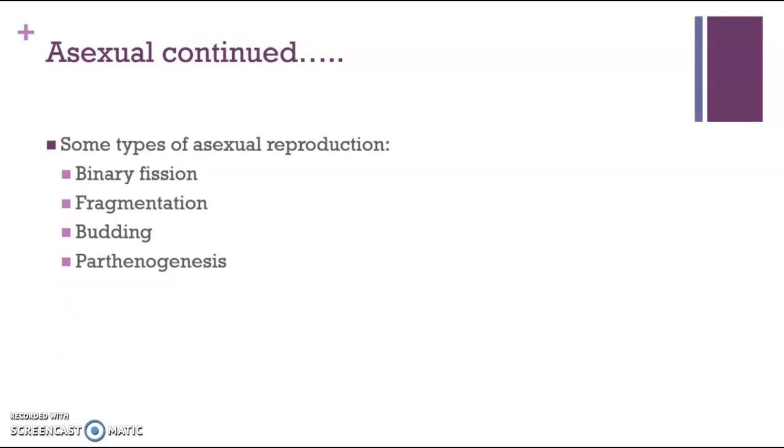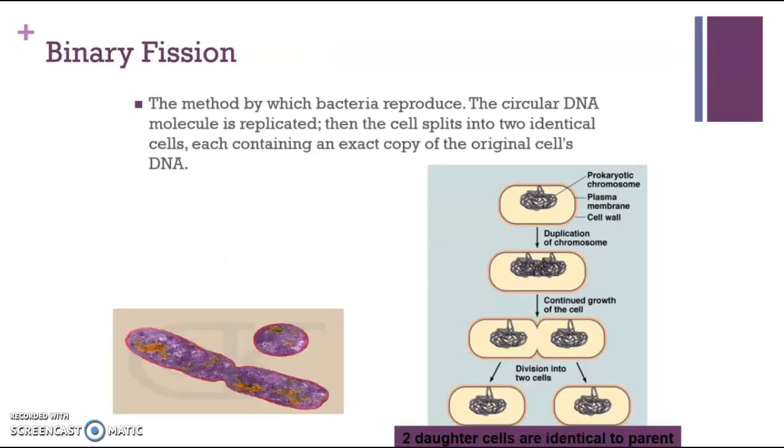So we're going to look at these four in particular: binary fission, fragmentation, budding, and parthenogenesis. All of these are asexual. So all of these start with one parent. They all produce clones, organisms that are identical to the original parent.